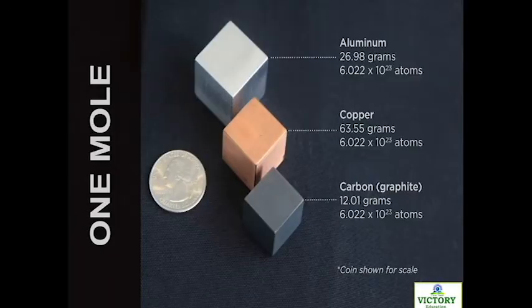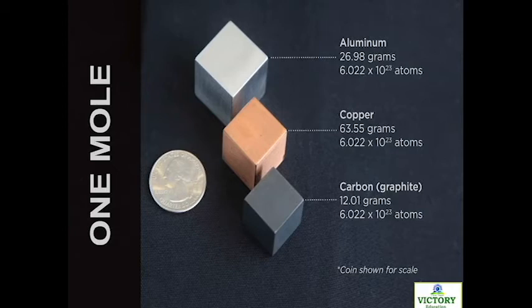To explain it a little better, if you look at these two diagrams, all the cubes have the same number of atoms in them, but if you take the mass, 1 mole of aluminum is 26.98 grams, 1 mole of copper is 63.55 grams and 1 mole of carbon is 12.01 grams. So this shows that the number of atoms is the only consideration when we come to moles, not the actual gram mass of the atom.